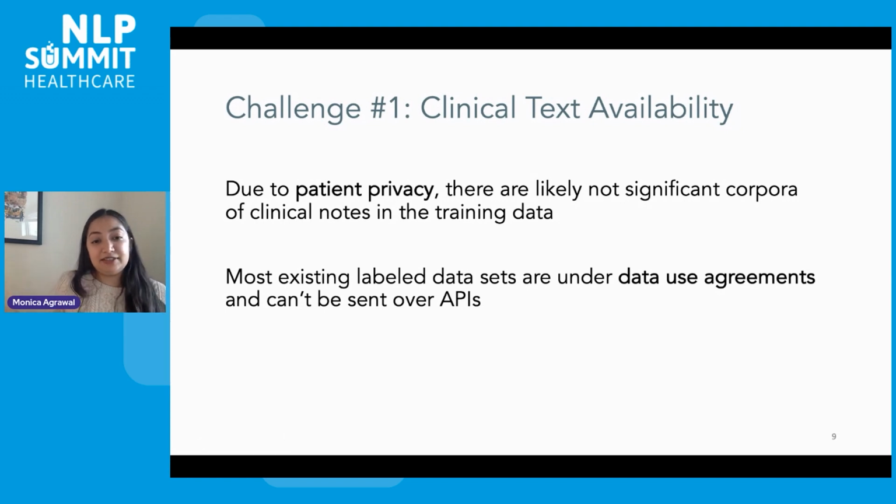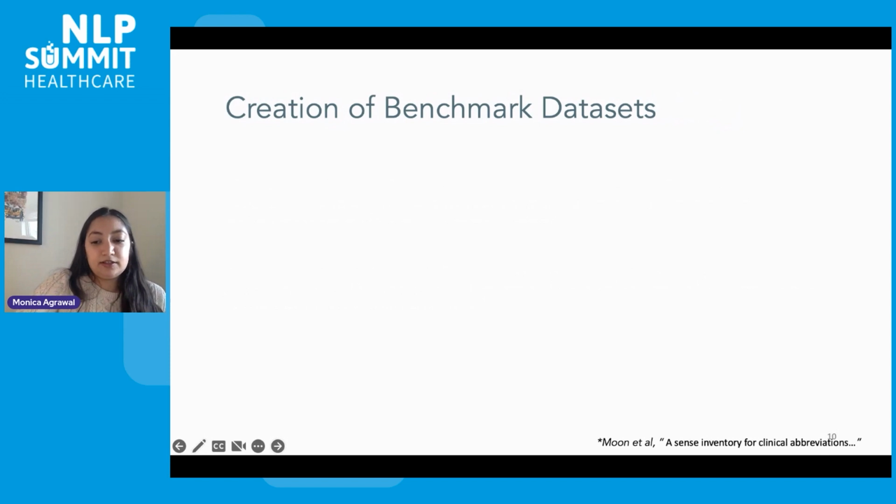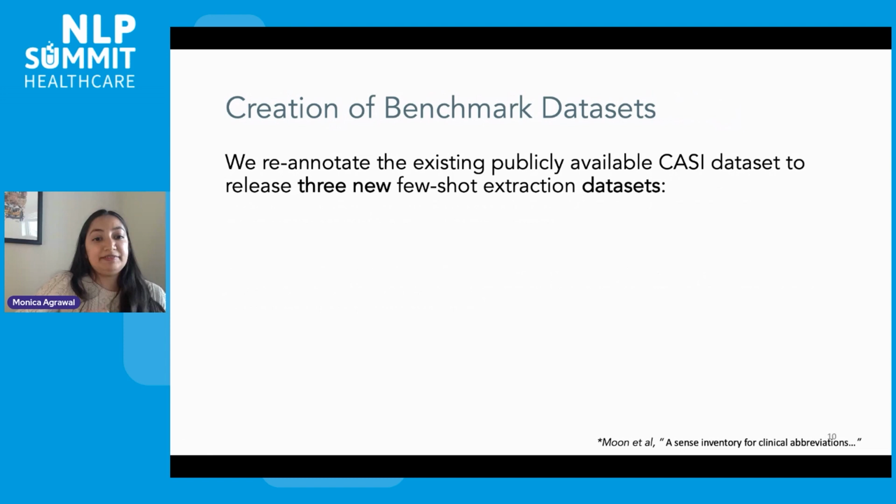Further, and particularly at the time the work was done, most existing labeled datasets were under data use agreements that precluded them from being sent over to APIs like GPT's. And as a result, it was hard to benchmark on existing data in clinical NLP. To counter this, we created our own benchmark datasets. We re-annotated the existing publicly available CASI dataset, which was made for disambiguating acronyms, to release 3 new extraction datasets that could work in the few-shot setting.